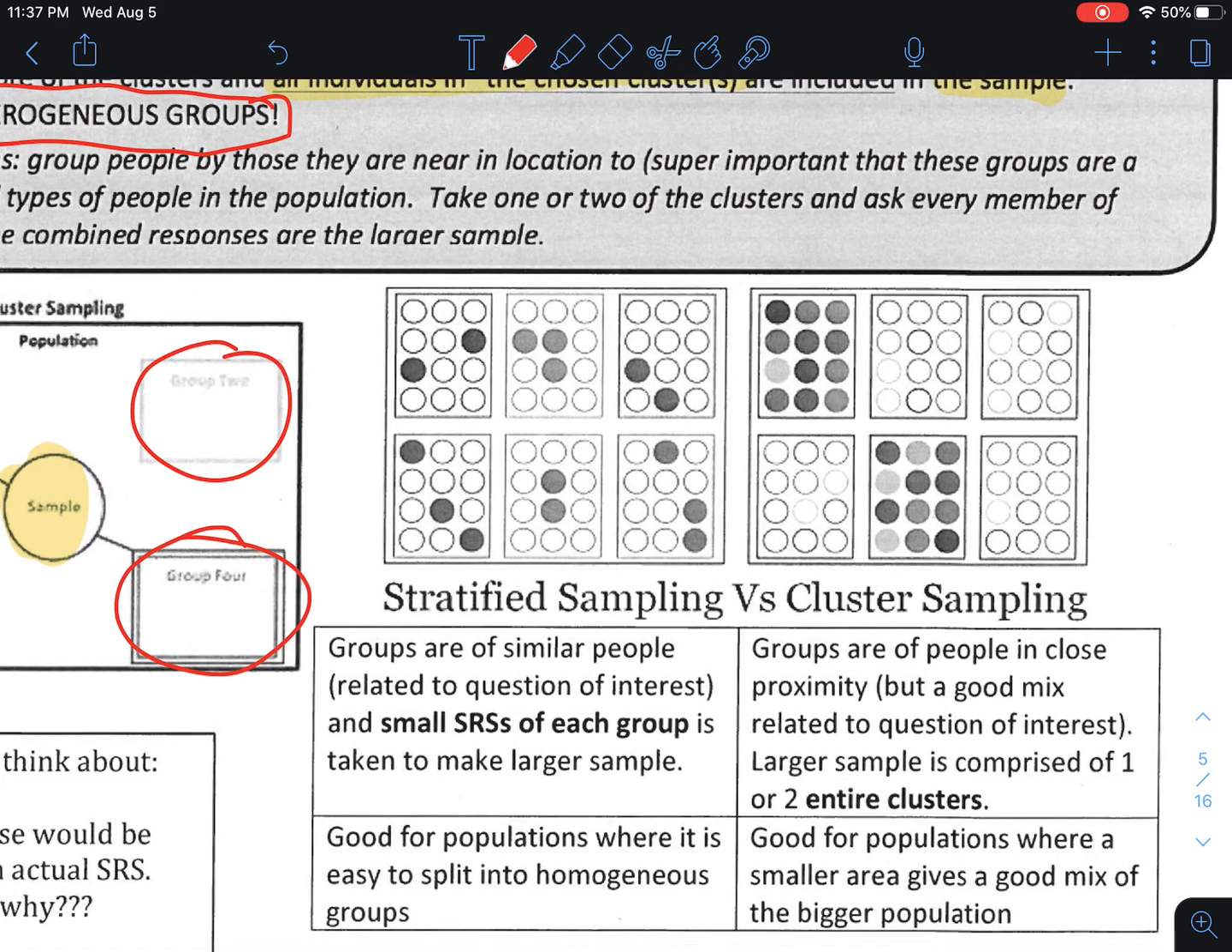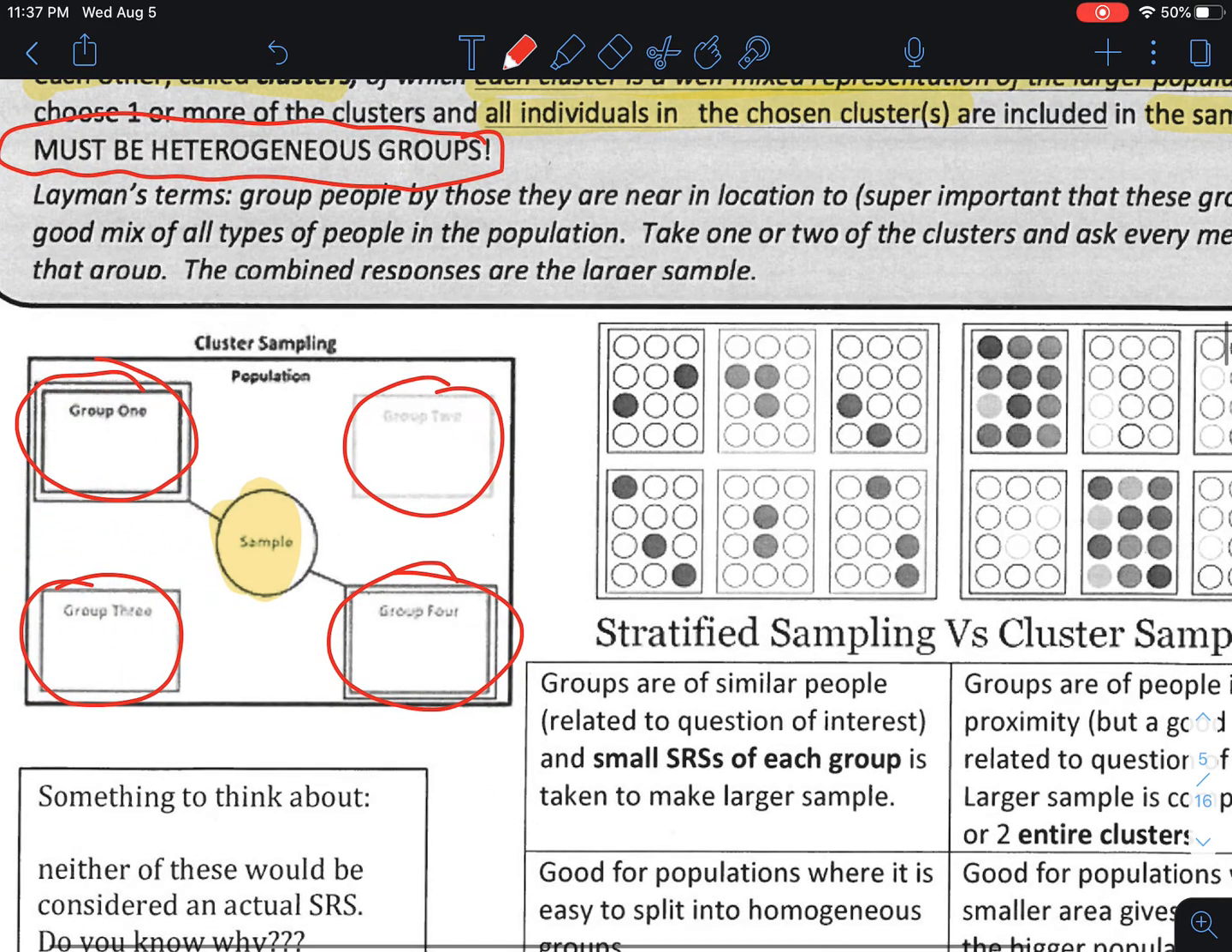Cool. All right. Stratified versus cluster. Again, FYI, cluster is not an SRS, because as soon as you say these people have to be selected and these people can't be selected, you're creating a situation where not every possible scenario could happen. It really could have been everybody in Group 2, and as soon as you say Group 2 can't be part of it, not an SRS.